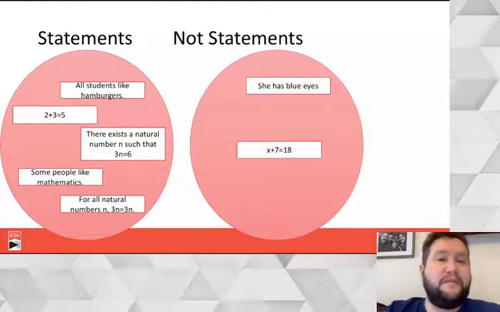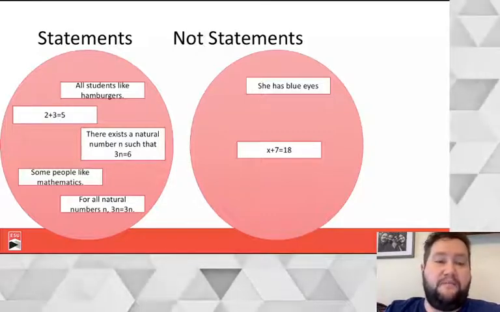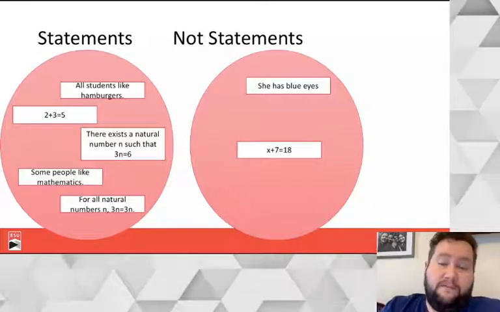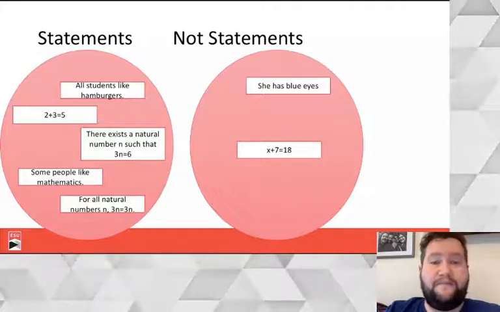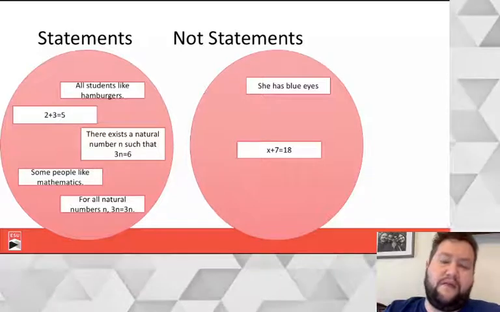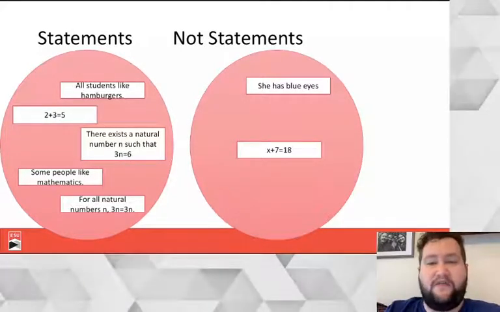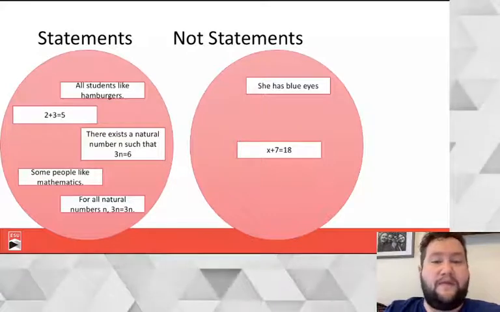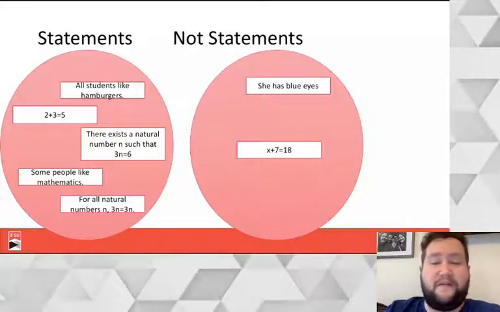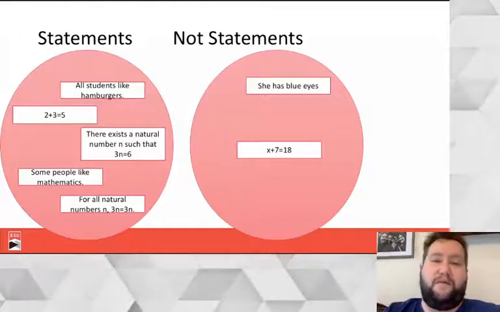Similarly, some people like mathematics. We know what a person is. And we can evaluate that's true. Some people do like mathematics. And then the last one, for all natural numbers n, 3n equals 3n. Well, again, we've defined the natural numbers, and we know that 3 times a number is always going to give us the same thing as 3 times a number, right? Those two sides will always be equal.